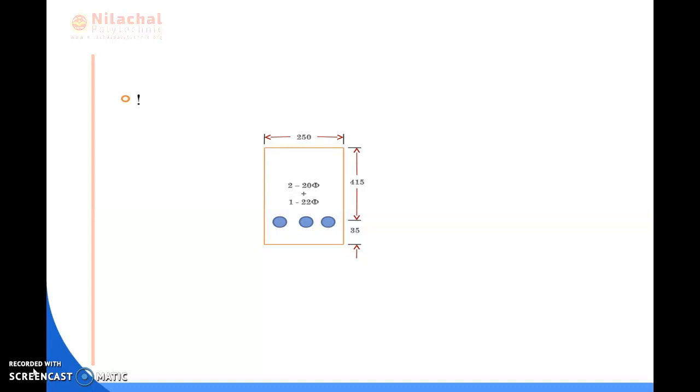Okay. So in the next class we will discuss the remaining part, which is the doubly reinforced section.